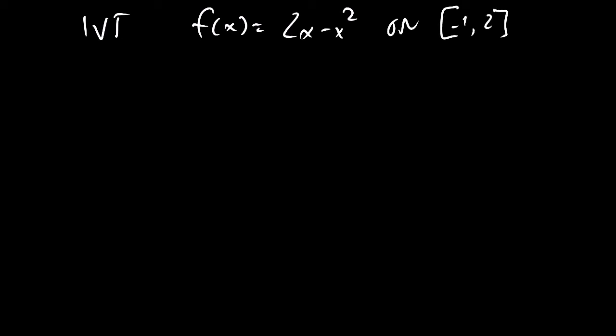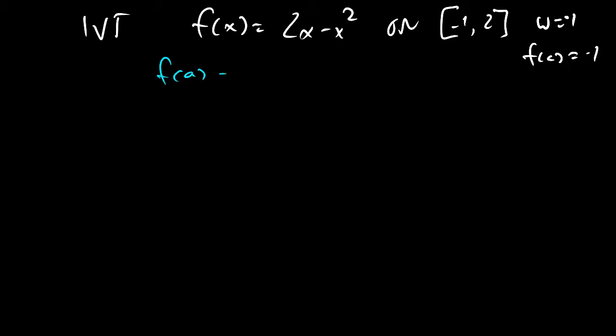So if we're doing IVT, intermediate value theorem, we have our f of x is equal to 2x minus x squared on our interval -1 to 2, and we have our w is equal to 1, or w is equal to -1. Well, w is just equal to f of c, so whenever you see that, just think that.